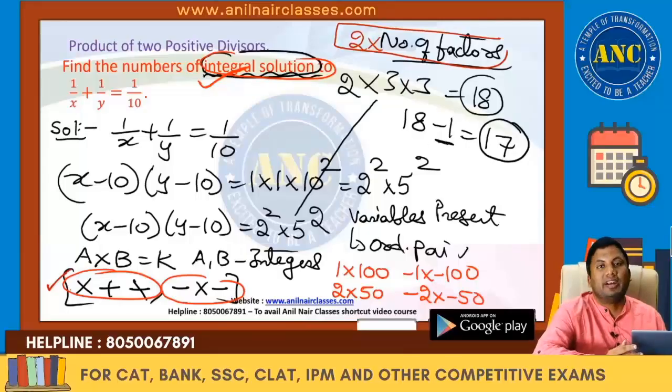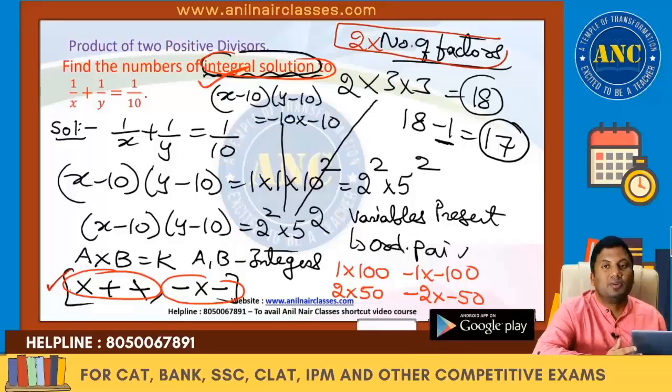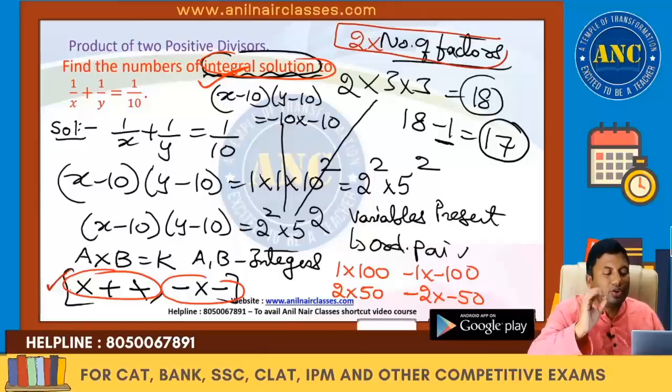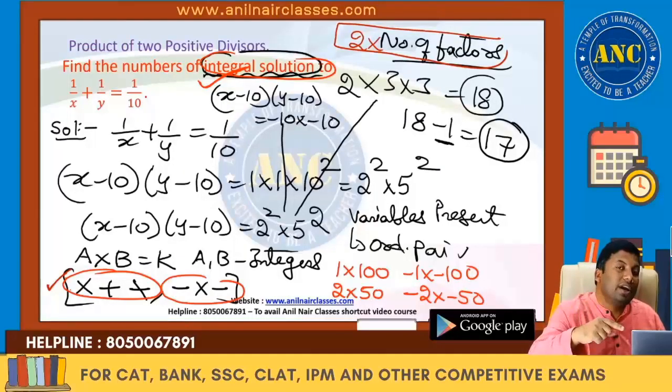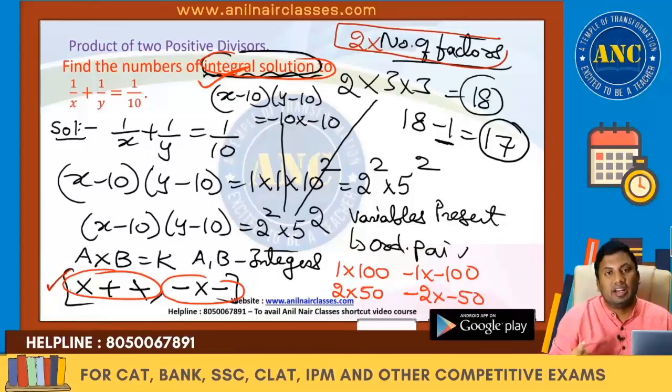This one case, I was waiting for you to reply in the live chat, but very few students have replied. What is that one case? (x minus 10) into (y minus 10) is nothing but minus 10 into minus 10. So x value 0, y value 0. Whenever the variables are there in the denominator, kindly ensure that the denominator cannot take 0. So even though you got 18 values, one value needs to be subtracted because it is making x and y 0, but x and y are there in the denominator. So the answer is not 18 but 17.